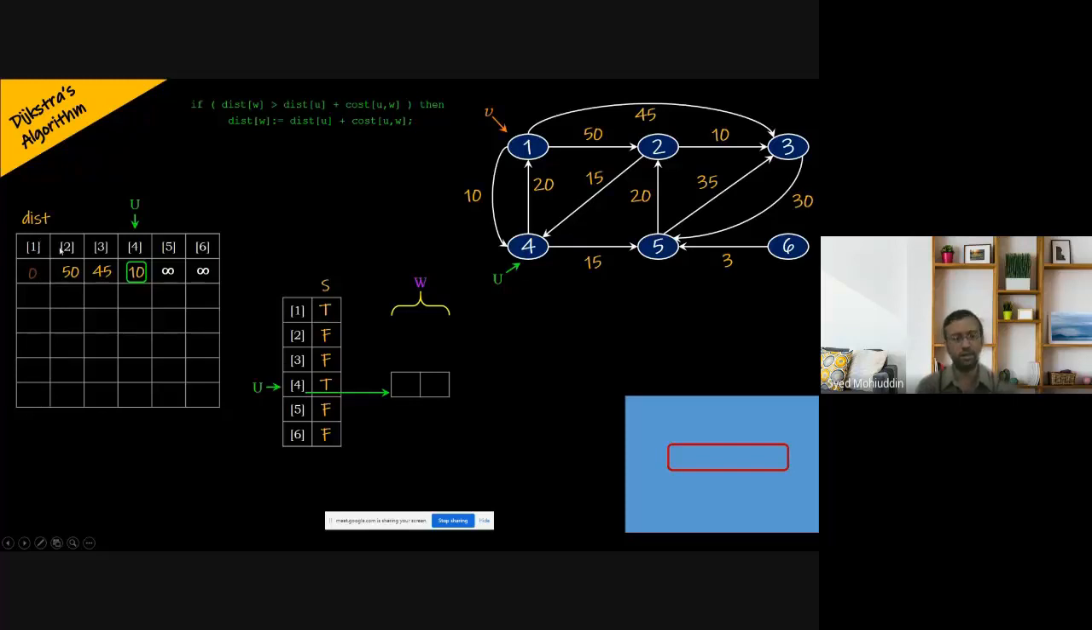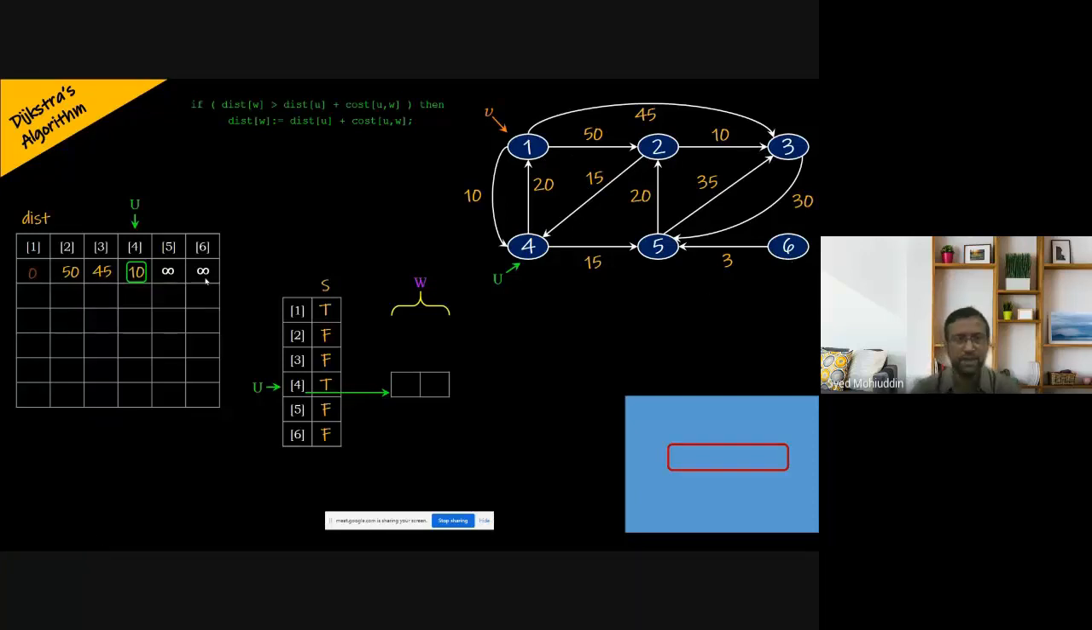Then what is the distance of vertex 2? There is a direct edge with cost 50, so we will have 50 in dist of 2. In the same way, for dist of 3, there is a direct edge from vertex 1 to vertex 3, so distance of 3 is initially 45. Then distance of vertex 4: we have a direct edge with 10 as the weight. Then what about 5? Distance of 5 from vertex 1: there is no direct edge, so initially it's going to be infinity. As well as vertex 6: there is no direct edge, so initially it's going to be infinity.